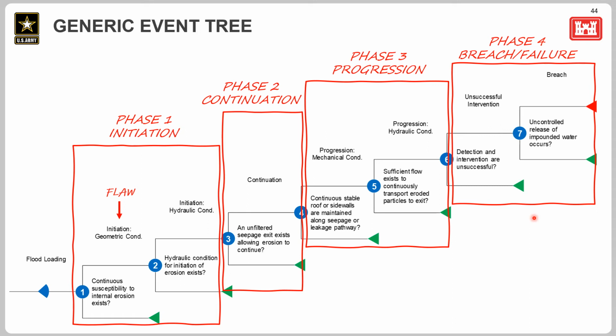So event trees like this are used to obtain quantitative estimates of the probability of dam or levee failure and the associated consequences. The sequence of events from the previous slide are translated into this generic event tree shown with the 4 general phases: initiation, continuation, progression, and breach or failure. The events may be further decomposed into other necessary events in order to fully evaluate the failure mode. So we'll talk a little bit about how site characterization fits into these phases.